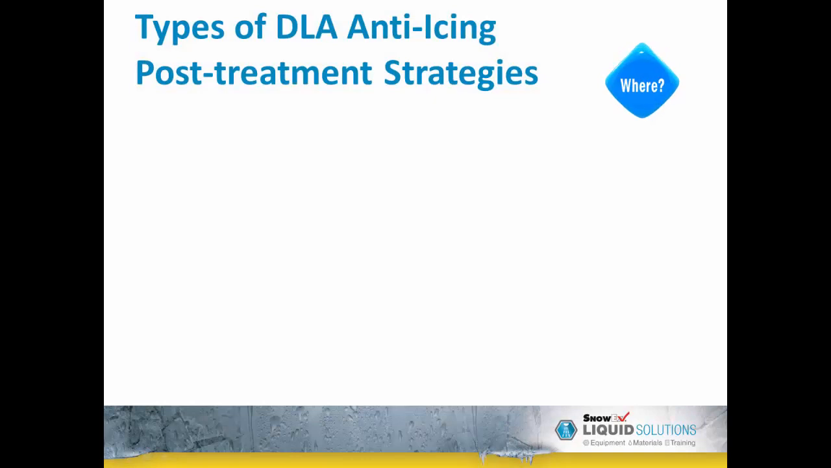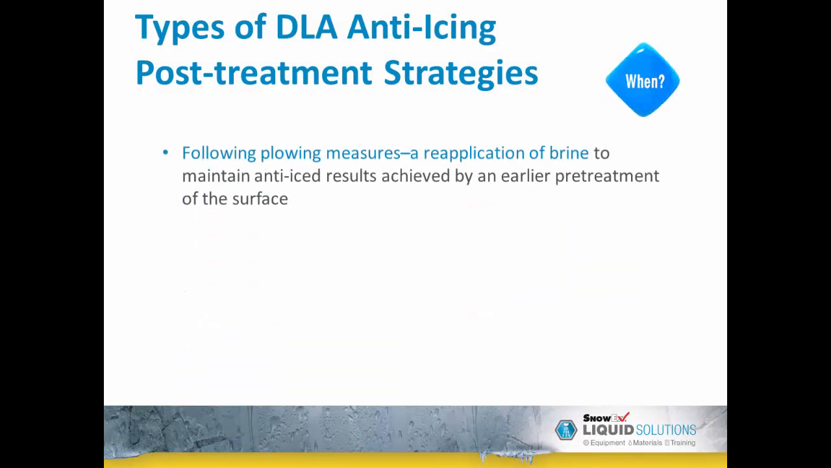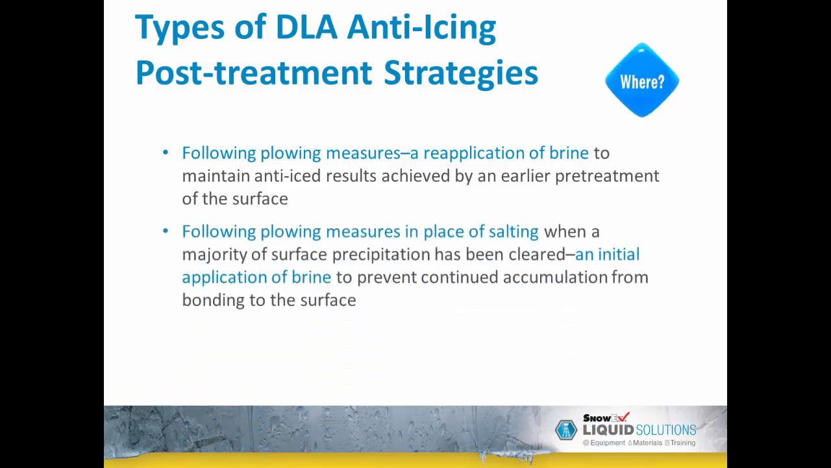There are three types of DLA anti-icing post-treatment approaches. The first is a reapplication of brine as a maintenance measure to extend anti-ice conditions achieved by pre-treating the surface earlier. This is typically executed following plowing measures in place of salting, when residual accumulation has not formed a strong bond with the pavement.